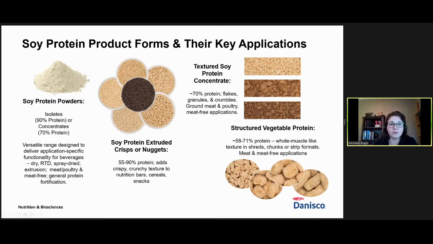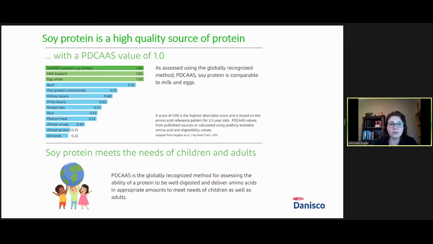So let's return to the topic of protein quality and discuss for a moment the applicability of this method. Now we're going to switch into the health aspects of the talk, and I will try not to overstay my welcome. In terms of the tool PDCAAS, we've talked about how soy is a high quality source, meeting the needs of children as well as adults. And as you can see in this chart, the PDCAAS method reveals that soy is a high quality source of protein similar to milk and egg.